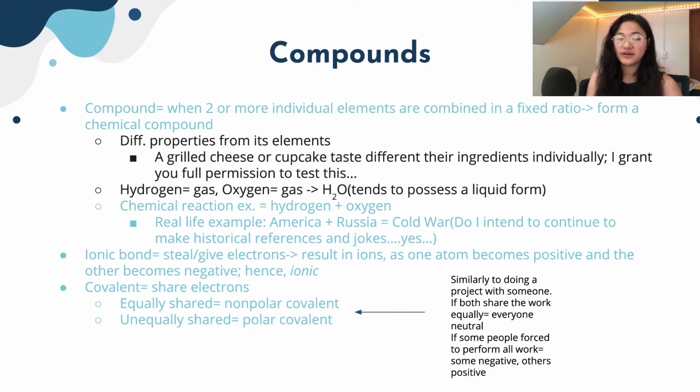And covalent bonds share electrons with one another. So their electrons are equally shared. If their electrons are equally shared, it's called a non-polar covalent. And if it's unequally shared, it's called a polar covalent, because one side has greater electronegativity than the other and therefore is either partially positive.